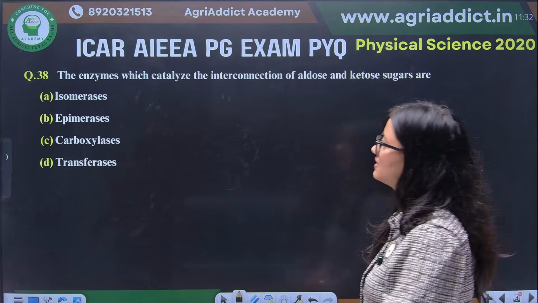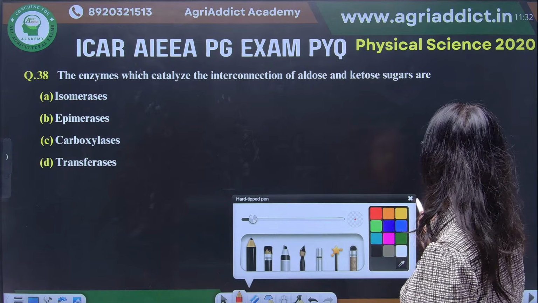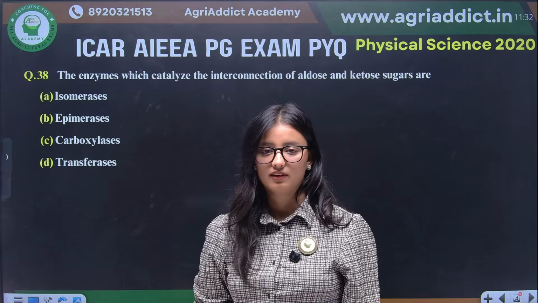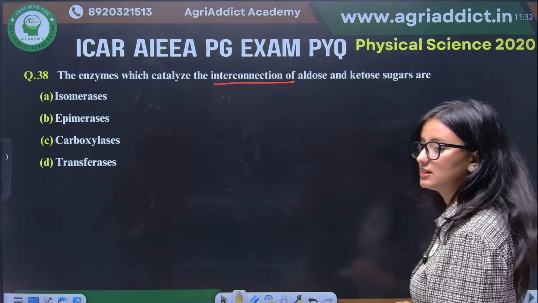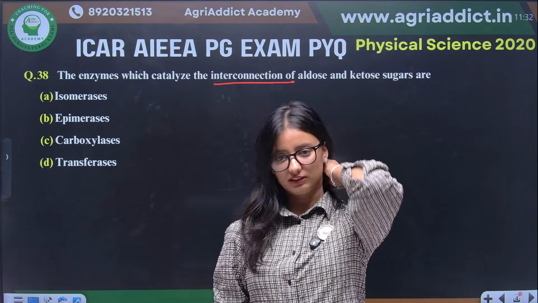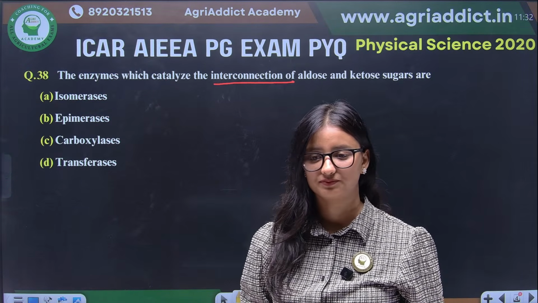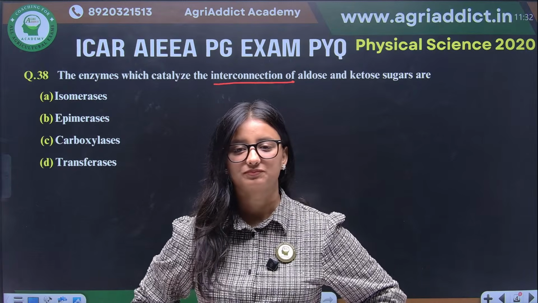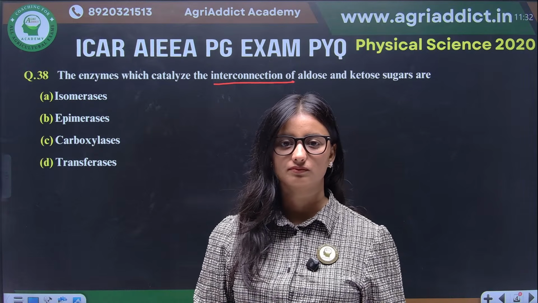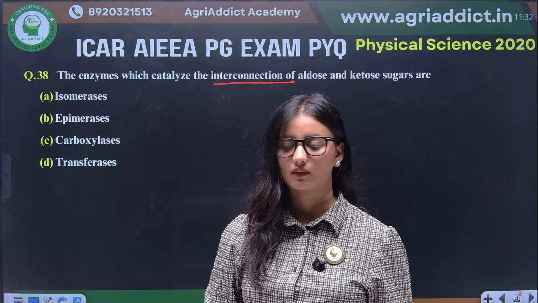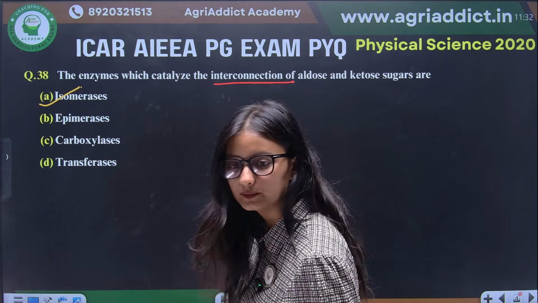So first question is: the enzyme which catalyzes the interconnection of aldose and ketose sugars is called what? What will be the answer? Anyone? Okay. So this is isomerase. What is the role of isomerase? Yes, very good.